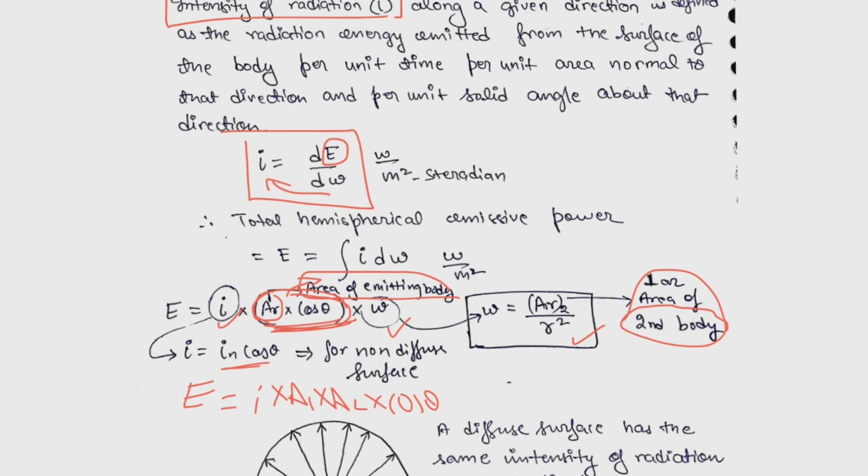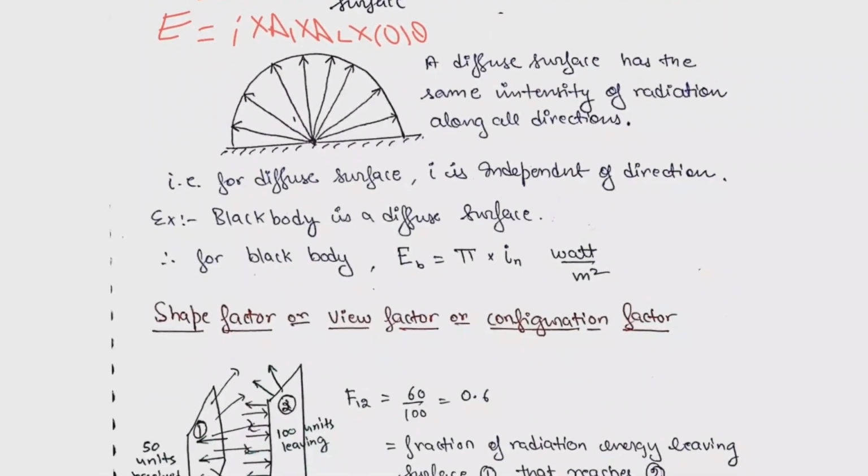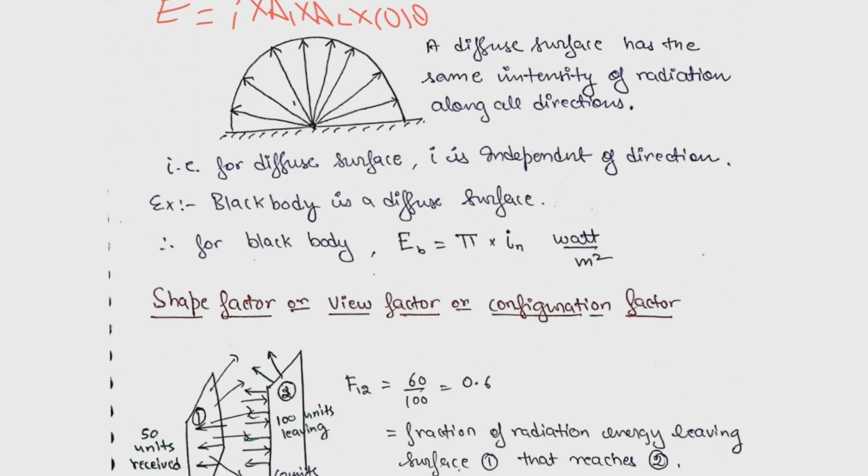Now let us see what is the diffuse body. I have already told you about diffuse body. Let us see in detail what actually is the diffuse body. Diffuse body is that body whose intensity of radiation is same in all the directions. That is I is equal to I_N cos theta. This is valid for a non-diffuse body, because for a diffuse body I is equal to I_N in any direction. Okay, this is what is happening. The intensity of radiation is same in all the directions.